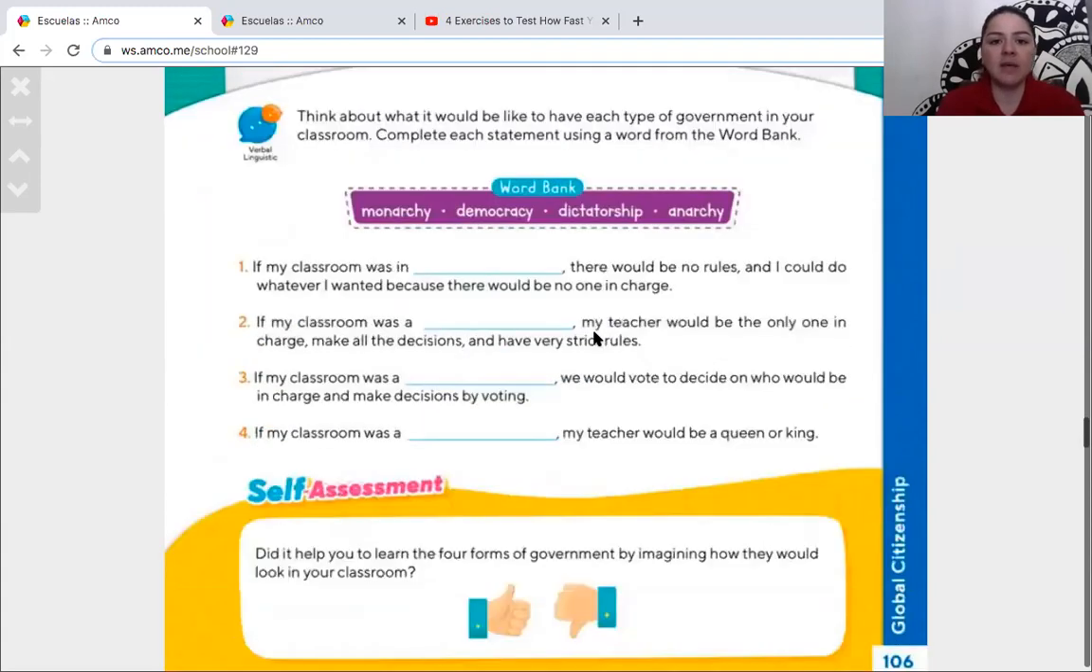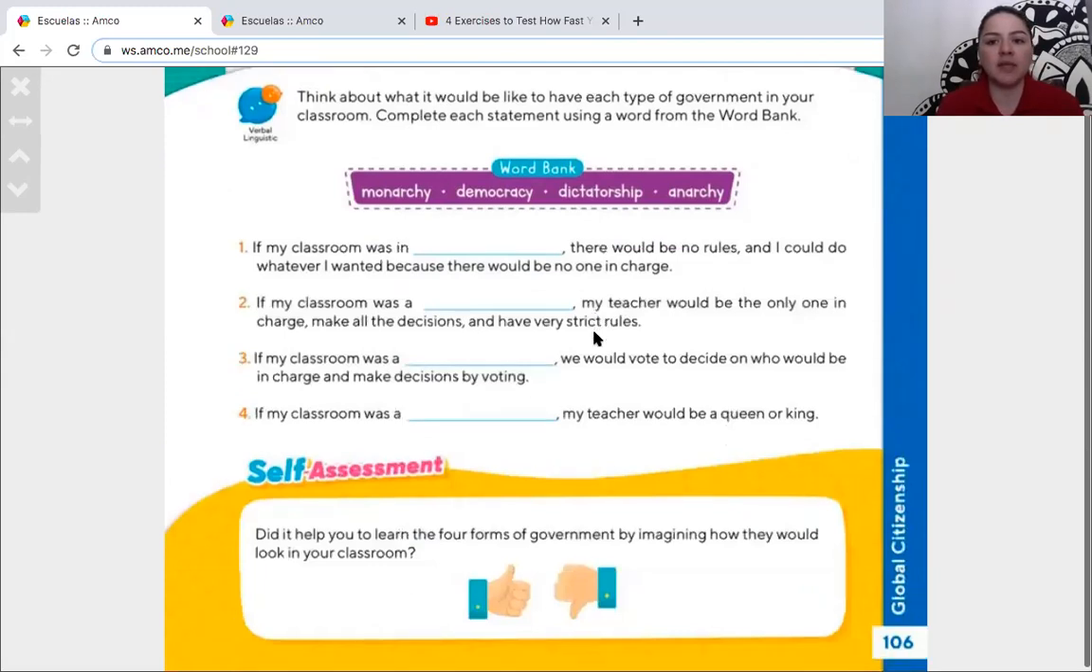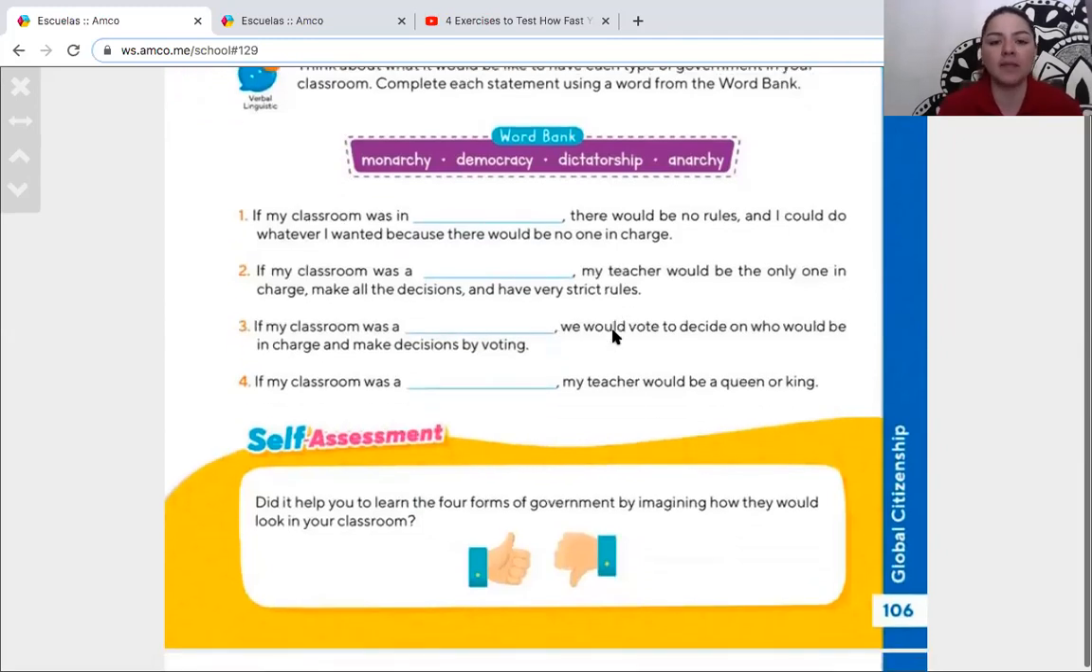Says, think about what it would be like to have each type of government in your classroom. Oh my God. Complete each statement using a word from the word bank. This is my word bank and you should write here the correct word. Says, if my classroom was in, there would be no rules and I could do whatever I want because there would be no one in charge. And the answer would be anarchy. If my classroom was in anarchy, okay?